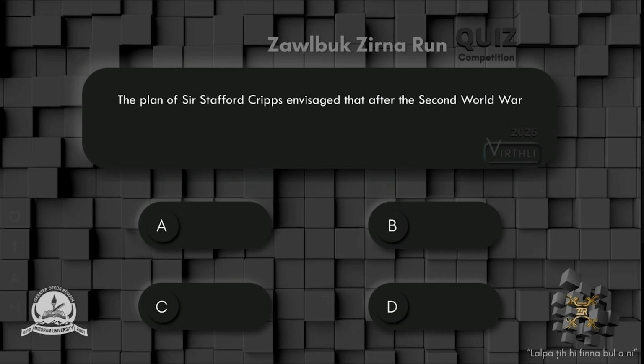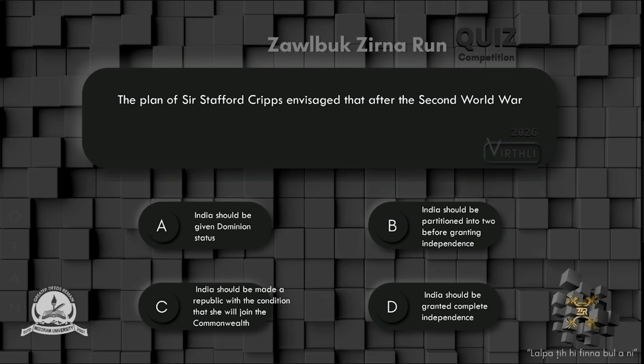Okay, moving on to the next group, which is table 3. This is your question. The plan of Sir Stafford Cripps envisaged that after the Second World War, your options are A, India should be given dominion status. B, India should be partitioned into two before granting independence. C, India should be made a republic with the condition that she will join the Commonwealth. And D, India should be granted complete independence. And your time starts now.